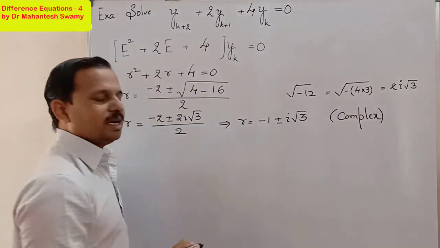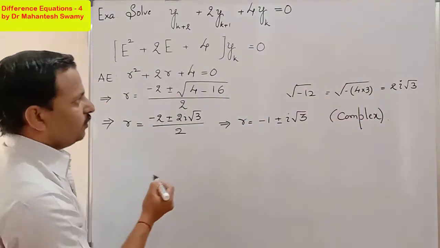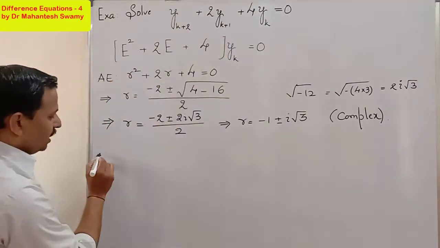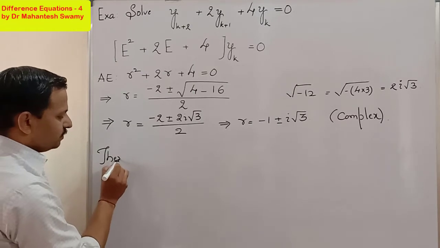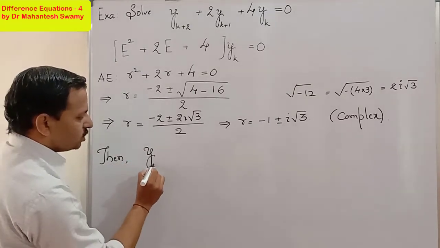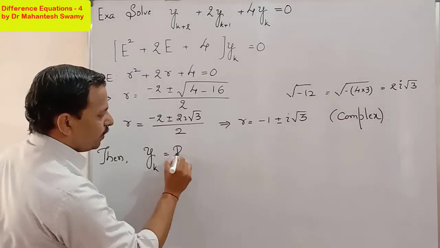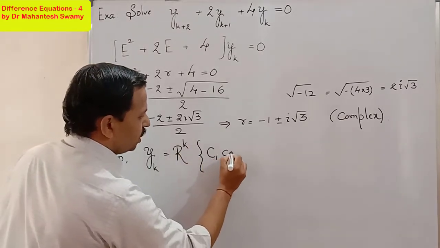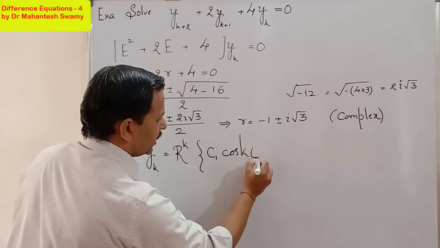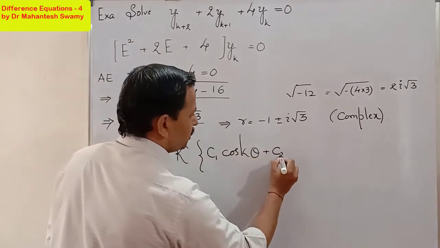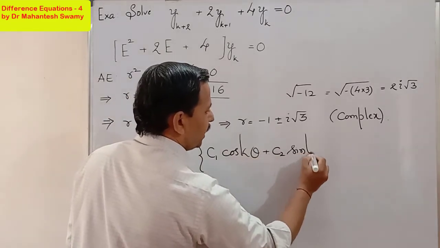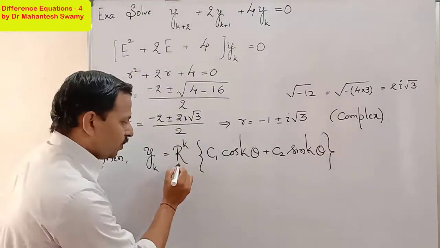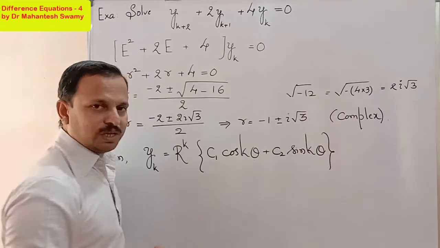When we get a pair of complex roots, what is the procedure of writing the general solution of the given difference equation? That is y_k equals r to the power k into the bracket c1 into cos of k theta plus c2 into sine of k theta. Now here we have to tell what is the value of r and what is the value of theta.